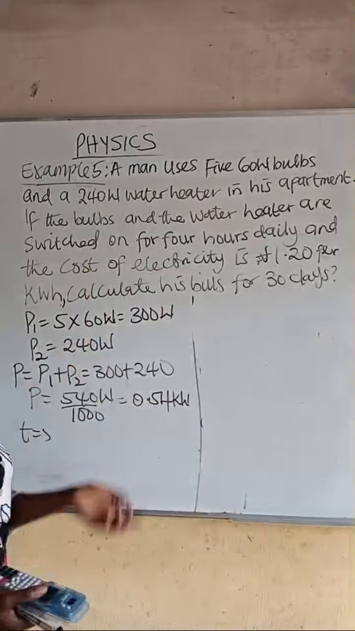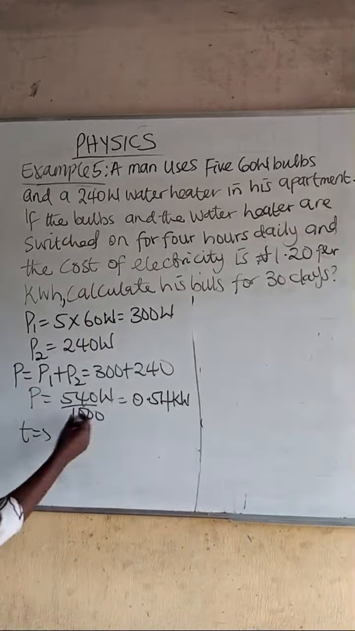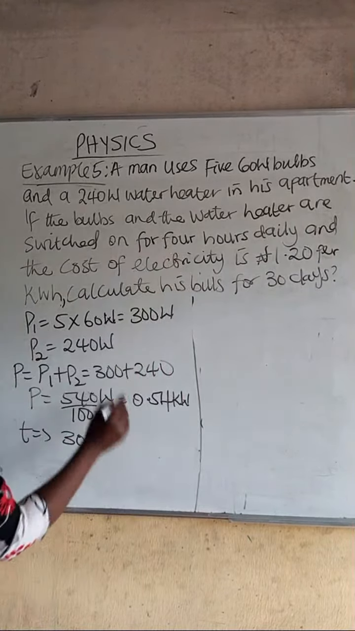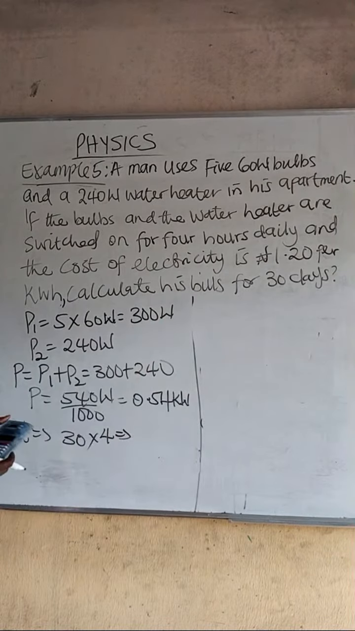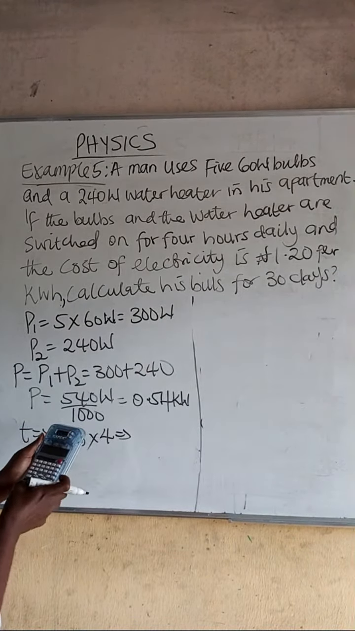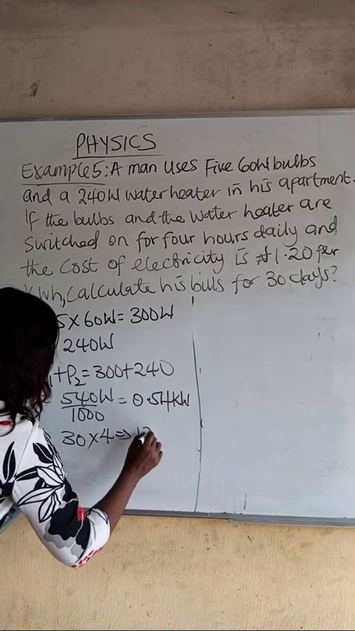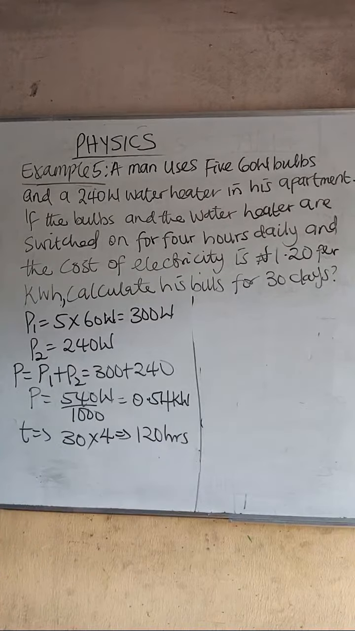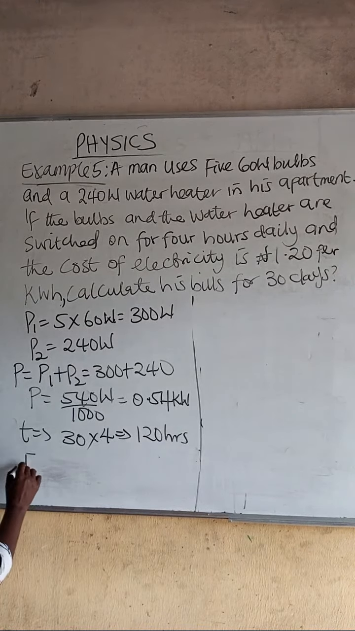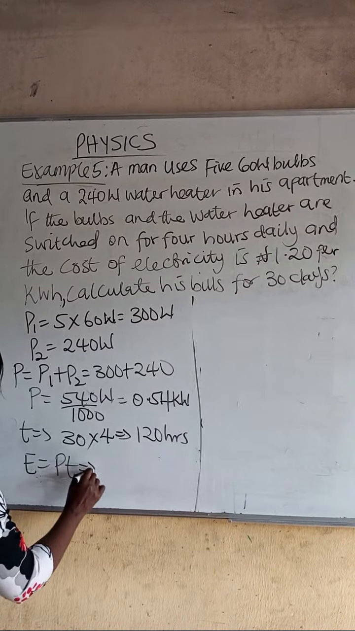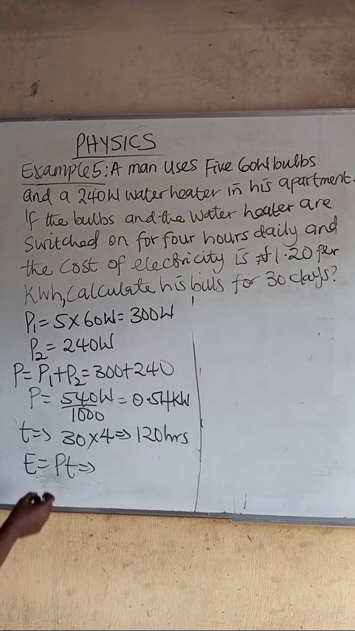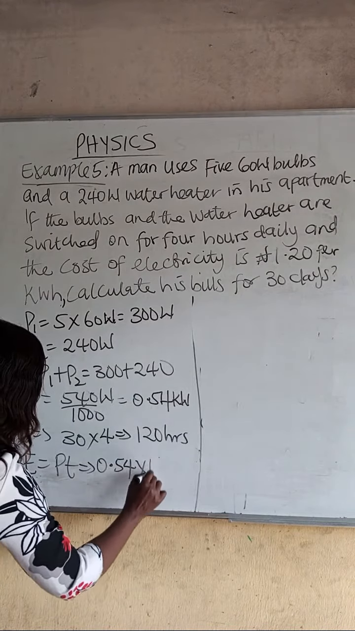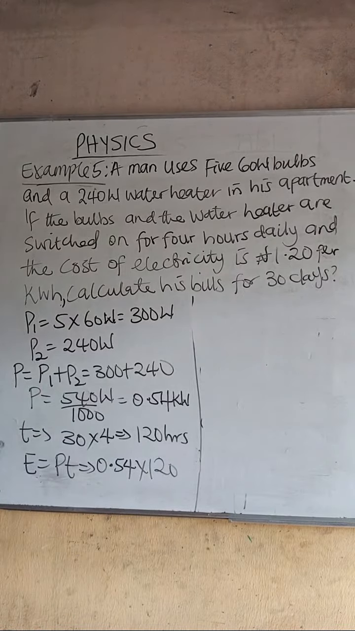So for us to get the total time, I'm going to say he used it 30 days, but each of the days is what? 4 hours. So you're going to multiply by 4 alone. So we say 30 times 4. I'm going to have 120 hours, okay? So now let's get the energy. The energy is PT. Now what is my power? My power is 0.54 times 120.